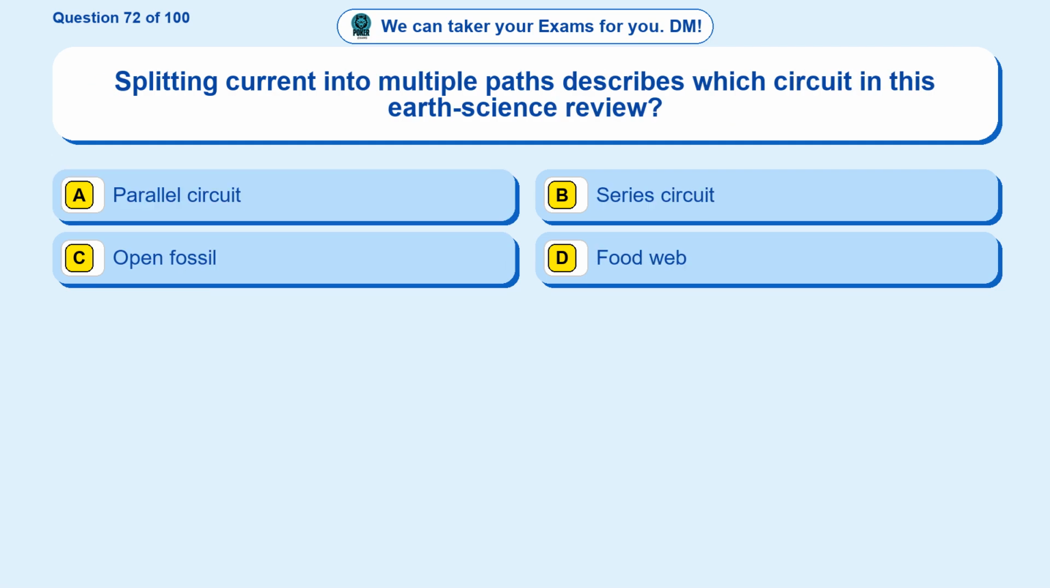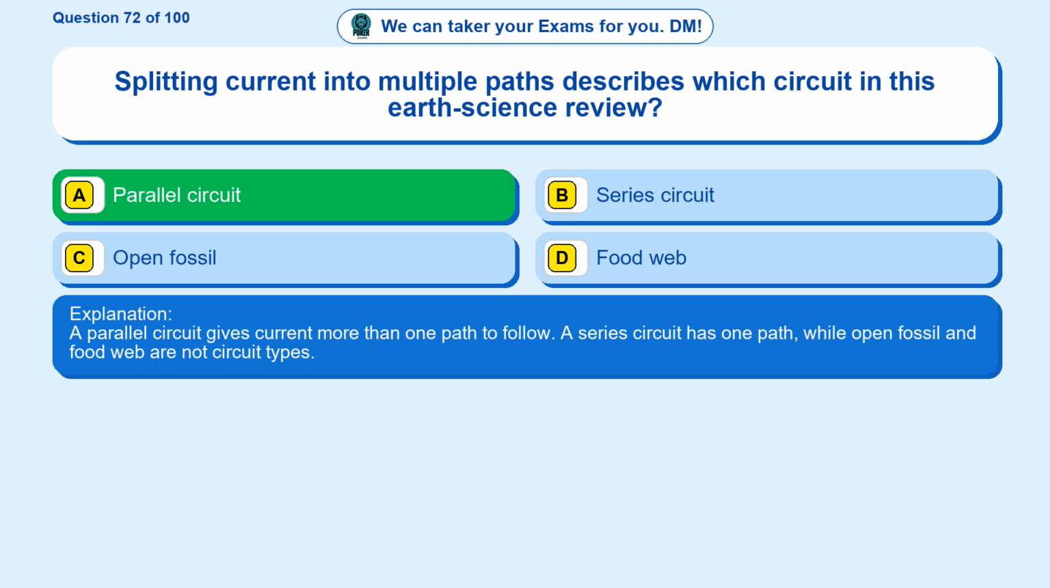Question 72. Splitting current into multiple paths describes which circuit in this Earth Science Review? Option A, parallel circuit. Option B, series circuit. Option C, open fossil. Option D, food web. The correct answer is option A. Parallel circuit. A parallel circuit gives current more than one path to follow. A series circuit has one path, while open fossil and food web are not circuit types.